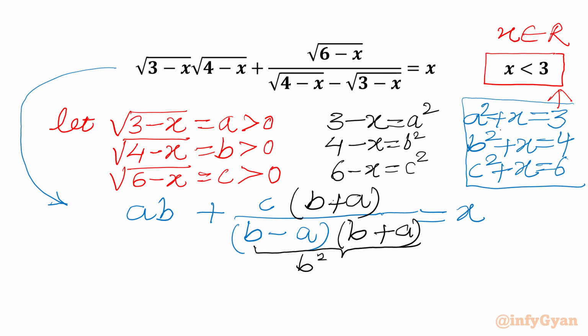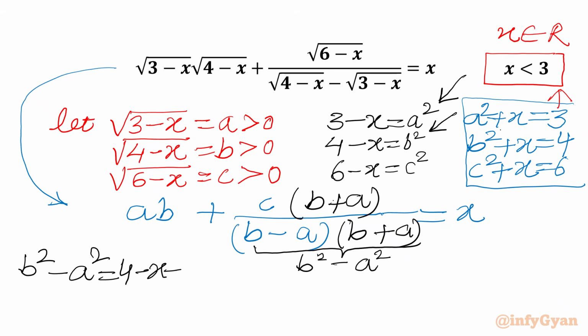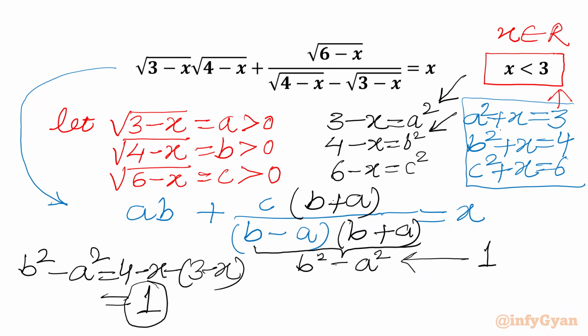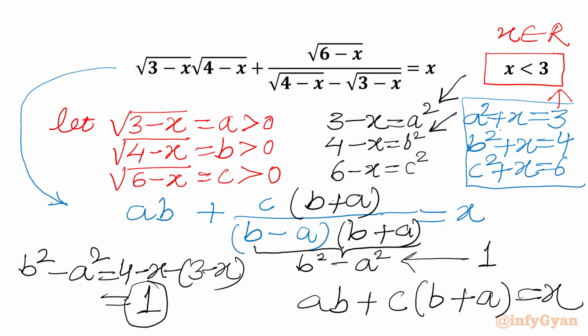Using the difference of two squares formula, we can write b square minus a square. Here we have a square, here we have b square. So let's figure out, b square minus a square will be equal to 4 minus x minus 3 minus x, which will be equal to 1. So our denominator is 1. We will write our equation: ab plus c times b plus a equal to x, or ab plus bc plus ca equal to x.